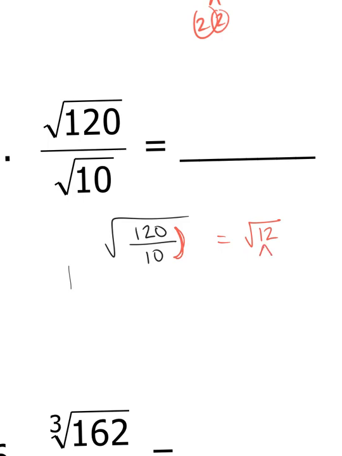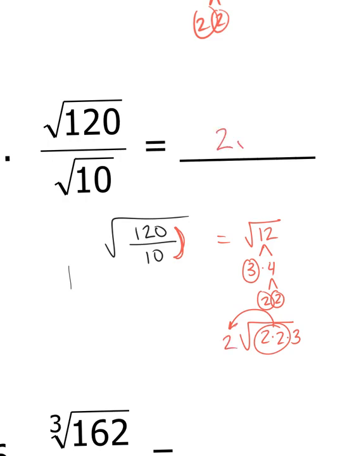And then I could break this down very quickly, 3 times 4 and 2 times 2. So that means I need to know what the square root of 2 times 2 times 3 is. Well, I've got a squared right there, so I think my final answer here is just 2 root 3.